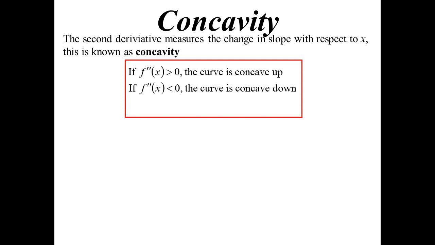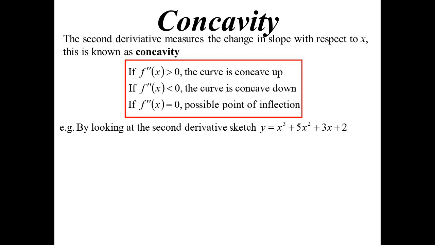So similarly, if the second derivative turns out to be negative, then the slope must be getting more negative as we go along, so we get a concave down curve. That leaves us with the option equals 0, and it's a possible point of inflection. Might not actually be one, and we'll talk a bit more about that later.